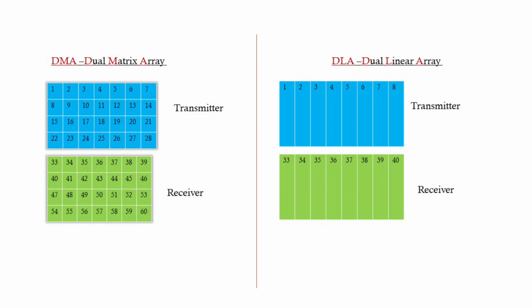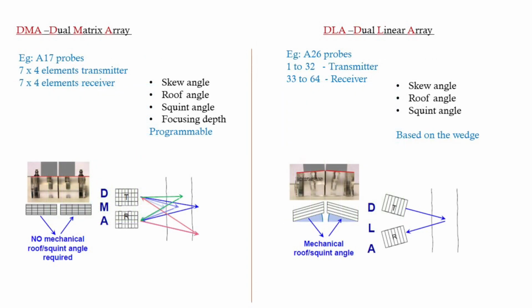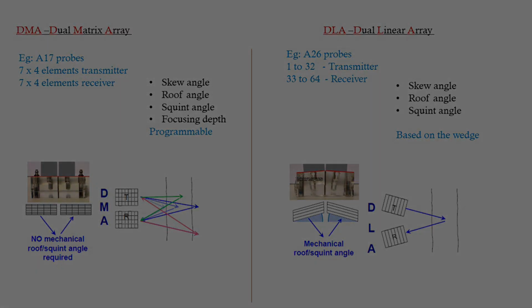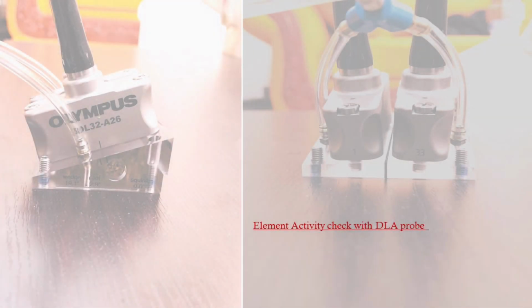DLA is similar to DMA probes. Instead of dual 2D arrays as in DMA probes, DLA has a linear array. The other advantage of the DMA probe is that the skew angle, roof angle, squint angle and focusing depth can be programmed. In DLA probes, these parameters are achieved through wedges. We can change the beam parameters by adjusting the wedge angle, squint angle and roof angle of the wedges.